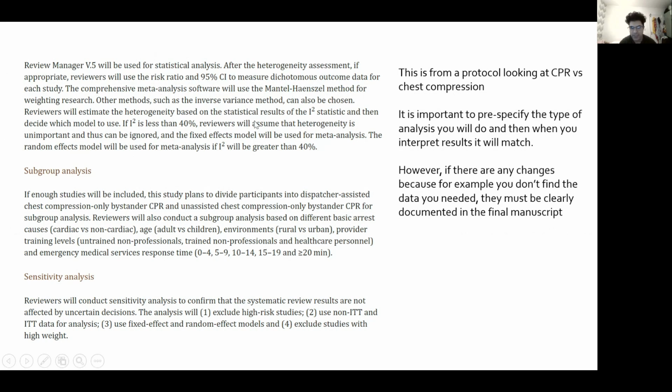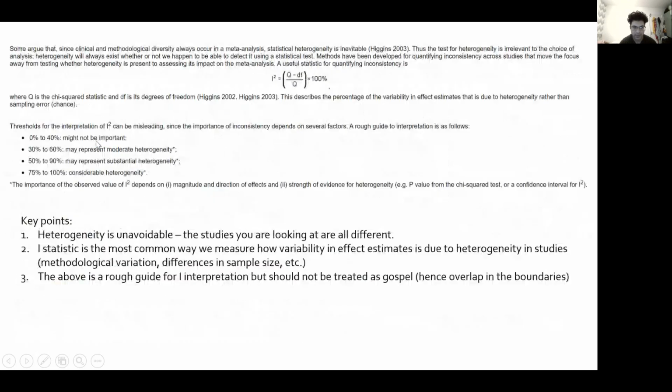We will estimate the heterogeneity with the I-squared. If I-squared is less than 40, we'll assume it's unimportant. We've seen that in the Cochrane. That's what these guys said. If it's less than 40, it might not be important, so don't need to stress about it.